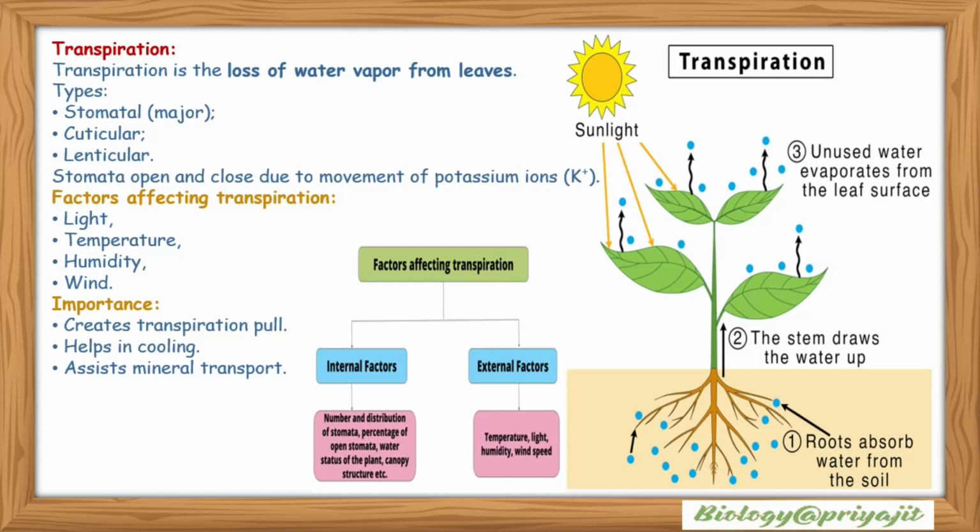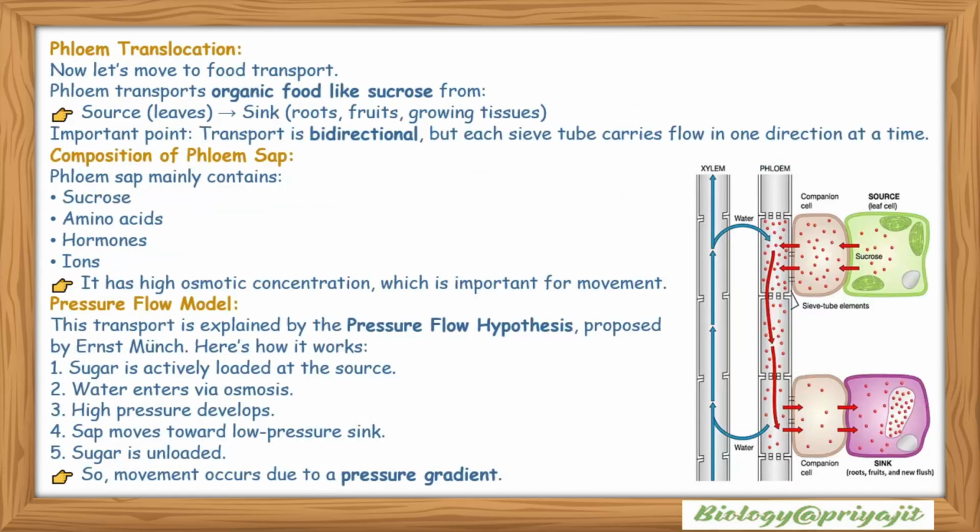Importance: we know that transpiration creates a transpiration pull which helps in cooling of the plant and assists in mineral transport. This is the process of transpiration. Here the root absorbs water from the soil, then the stem draws the water up, and then unused water evaporates from the leaf surface.